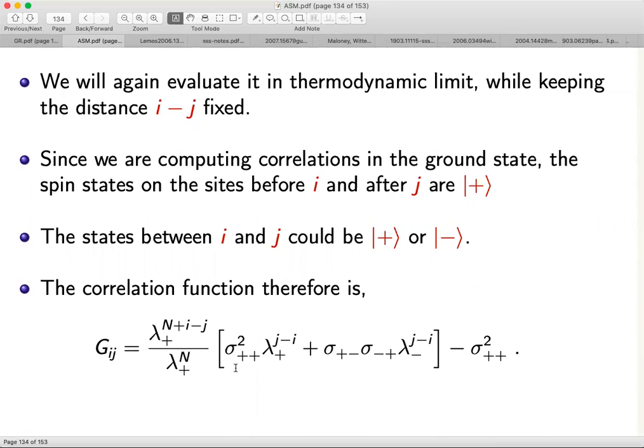This particular term is the one where the spin, rather the state, does not switch from plus to minus, whereas this is the expression in which the state switches from plus to minus from I all the way up to J, where it switches back to plus. And the state plus is chosen to be the ground state because lambda plus is the dominant eigenvalue, and therefore most of the chain would have spin state plus, except between I and J, where it could have been plus or minus, and those two configurations correspond to these two terms in Gij.